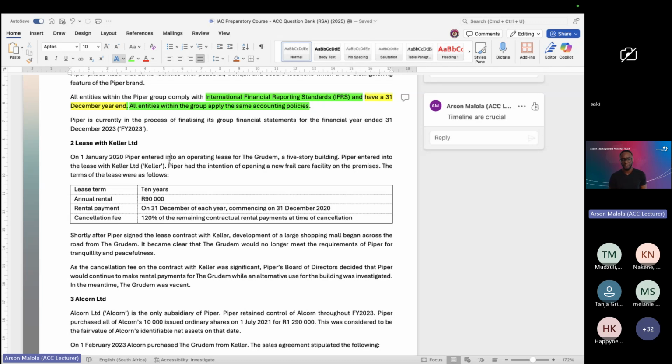Piper is currently in the process of finalizing his group financial accounts for the year ended 31 December 2023, or FY23. So now I've got that context of FY23 in terms of when that period is, and that's on my timeline. And again, we're finalizing group accounts, so that gives me the context to say, okay, cool, we're not done yet. We're in the process of finishing.